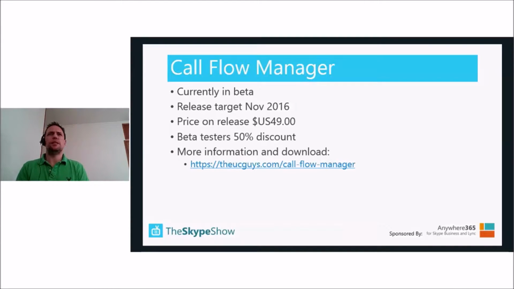And what that will give you is 4 activations essentially. So if you had 4 management servers, you can activate this on 4 management servers before you have to purchase another license. If you want to jump on board the beta, we'll give you a 50% discount on release.